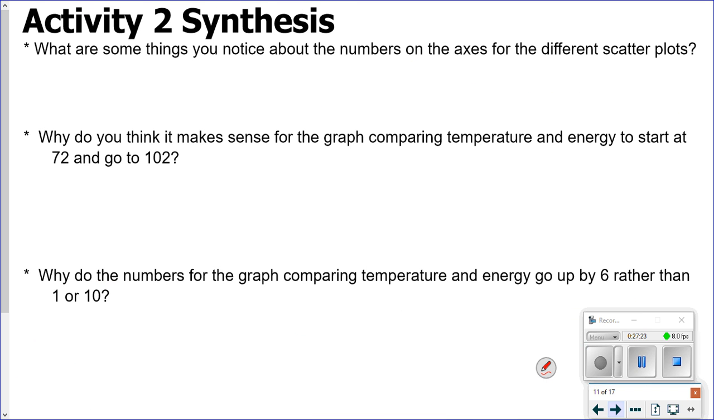So I'm going to add that to my notes. I noticed that all axes did not always start from 0.